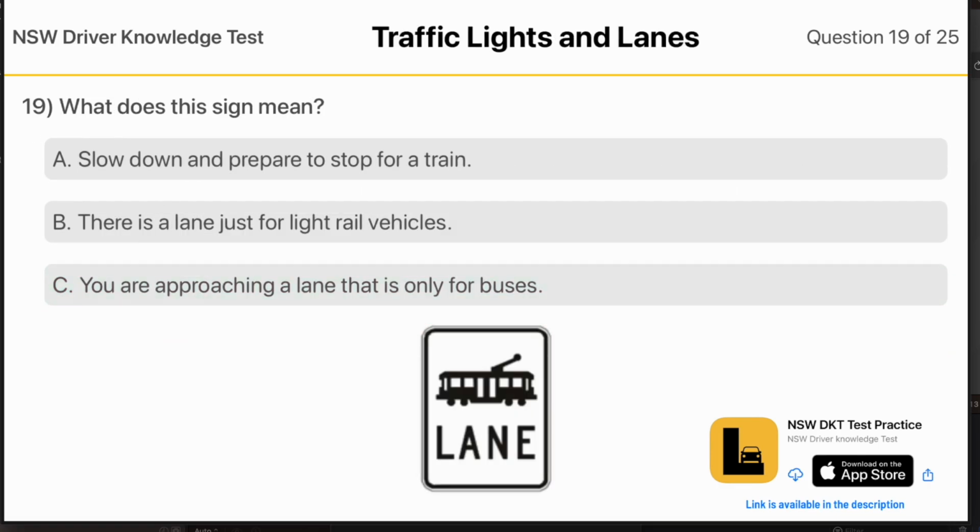What does this sign mean? Slow down and prepare to stop for a train. There is a lane just for light rail vehicles. You are approaching a lane that is only for buses.